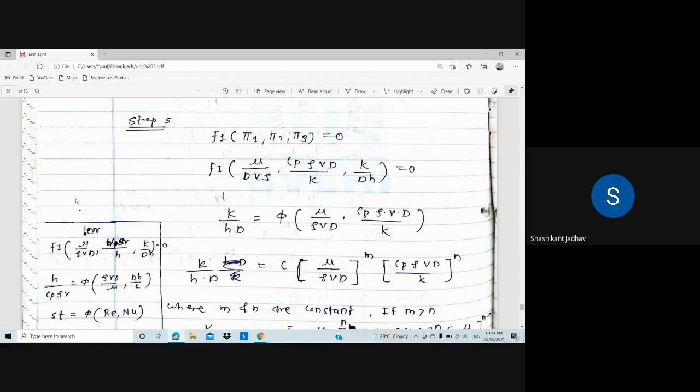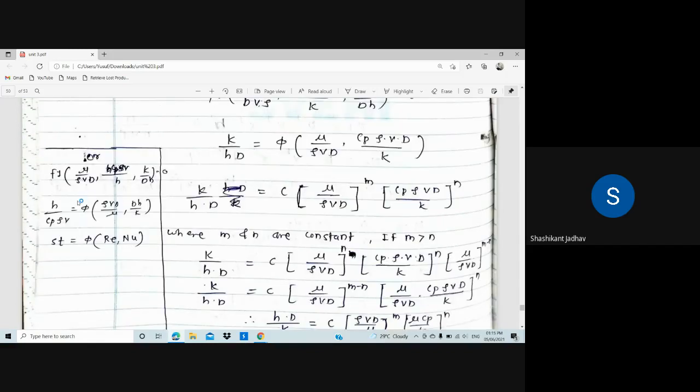Okay, then write down the equation k upon hd is equal to, in the bracket only we have to take the two terms, therefore f1 is replaced by 5 in bracket mu upon rho vd, cp rho vd by k. So k upon hd is equal to, in dimensionless terms, we have to write it in the form of a constant, by replacing the function, we have to take the powers raised to m and raised to n.